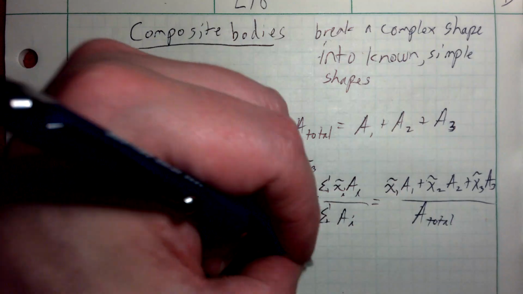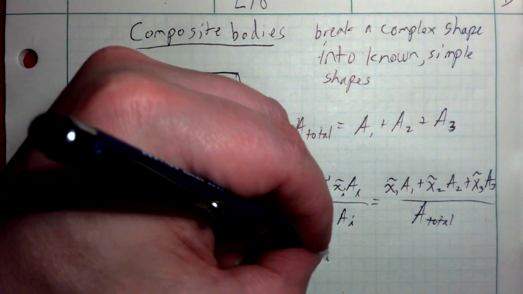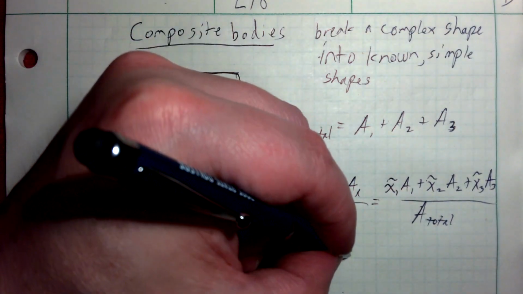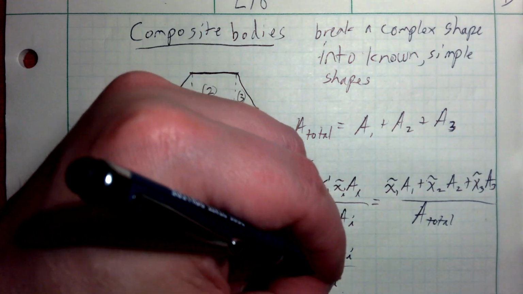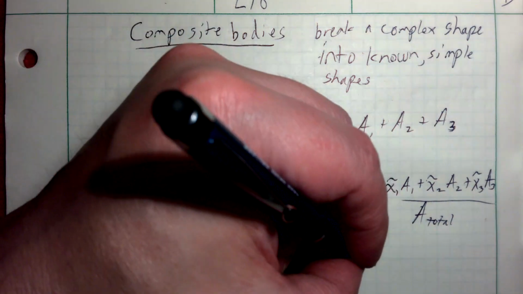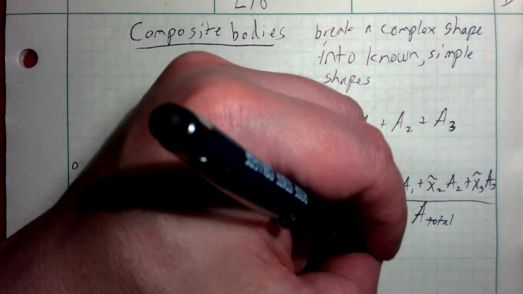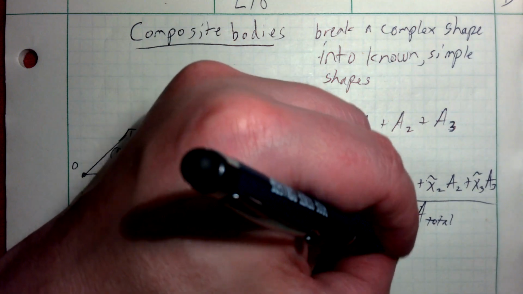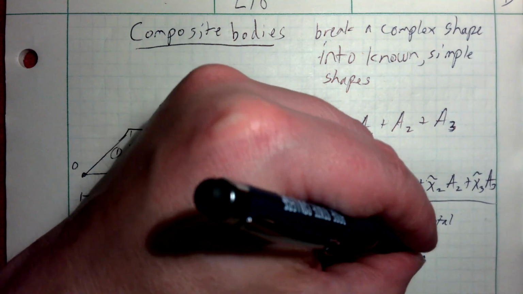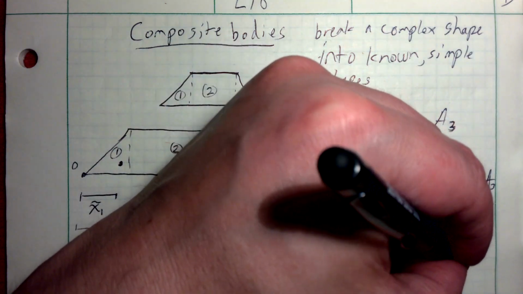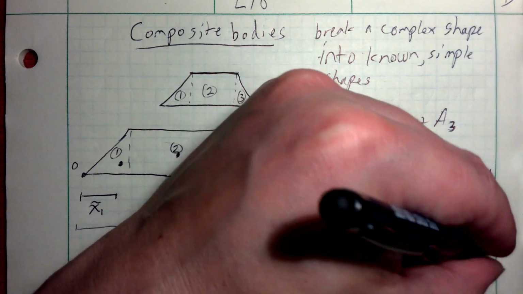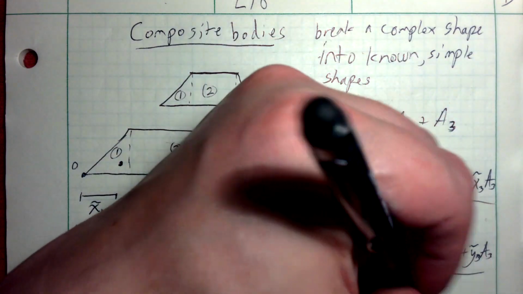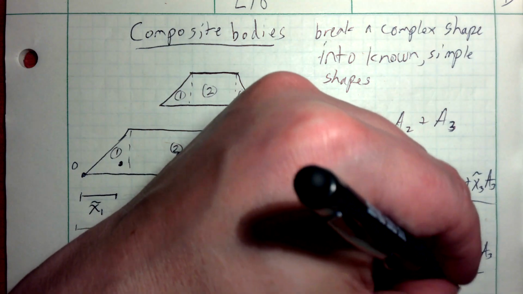So y bar we're going to find as the sum of each individual y tilde multiplied by each individual area, divided by the total area, the sum of all individual areas. So again, just like we see here, it's y tilde 1 A1 plus y tilde 2 A2 plus y tilde 3 A3, divided by this total area that we've already found.